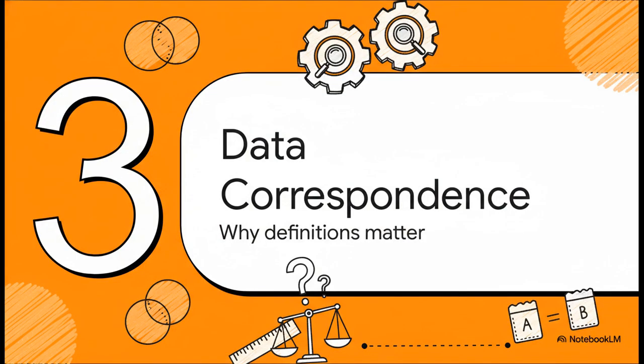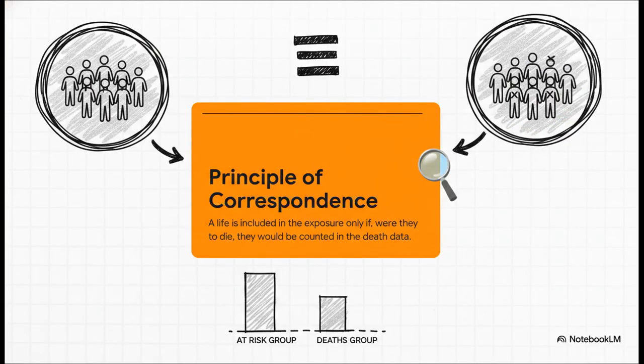Okay, so we figured out not to lump everyone together. Problem solved, right? Well, not quite. There's another hidden trap here, making sure your data is even talking about the same thing. This is all about the crucial importance of definitions. This is all governed by something called the principle of correspondence. It's a really simple but absolutely vital rule. It's the apples to apples rule.